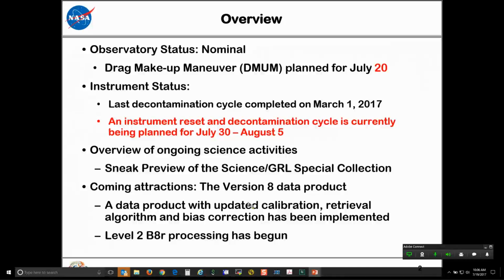Let's see, I'll then give a quick overview of some of the ongoing science activities. In particular, what I'll do is make a very quick run through, basically a sneak preview, of the Science and GRL special collection that will be coming out later, probably now early August at this point. Then talk a little bit about coming attractions. In particular, we've just developed a new data product. It's currently in production. It's called version 8. And we're in the process now of verifying the product and making sure that it's better than the one that's already out there. So I'll get through all of that, hopefully, before much of the hour has gone away.